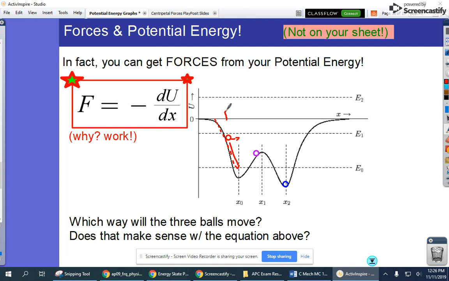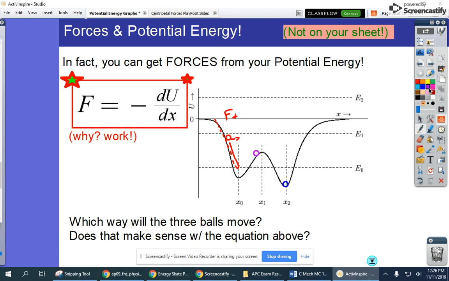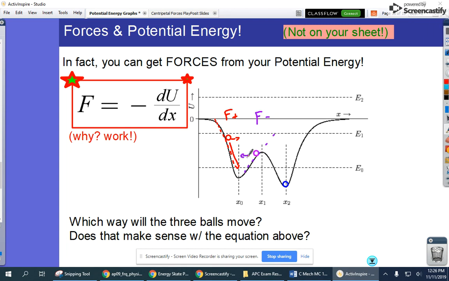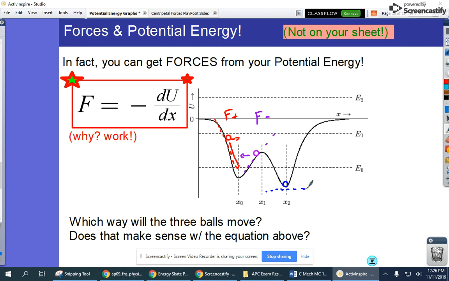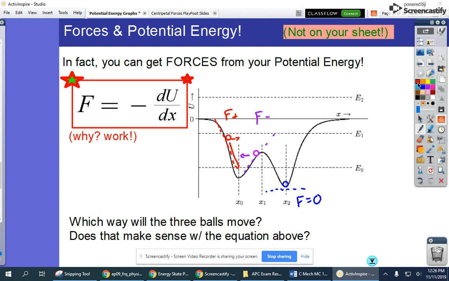So that works. Here at x1, my slope is positive. So that means my force should be negative, which makes sense because my object's going to want to move in the negative direction. And here at x2, my slope is 0. It's because it's at a minimum. So my force should be 0, which makes sense. At x2, my ball shouldn't move at all. Why does this work?